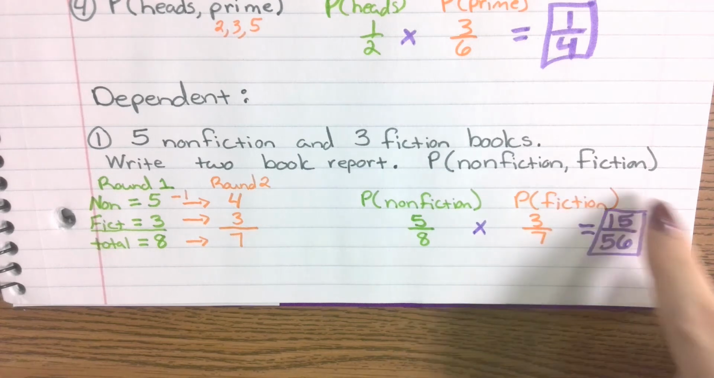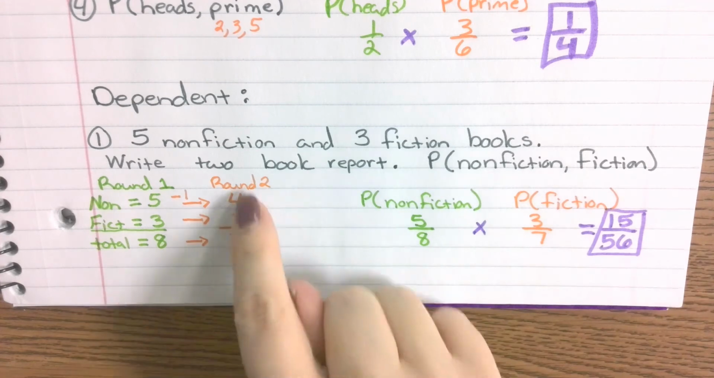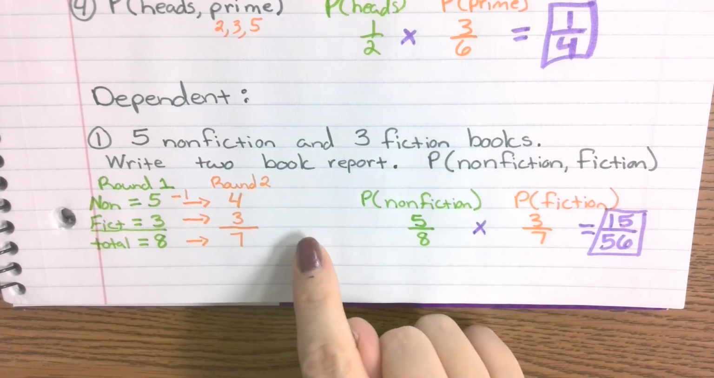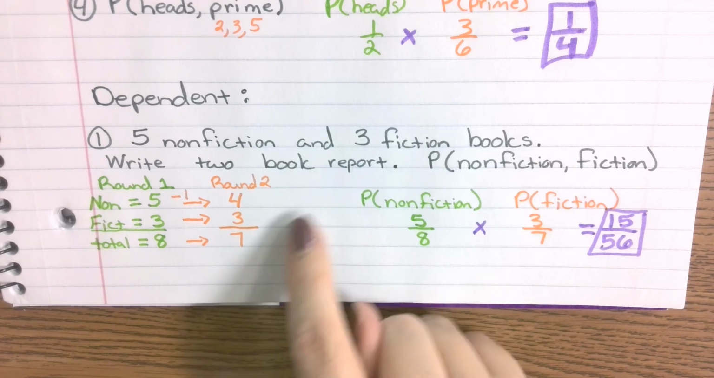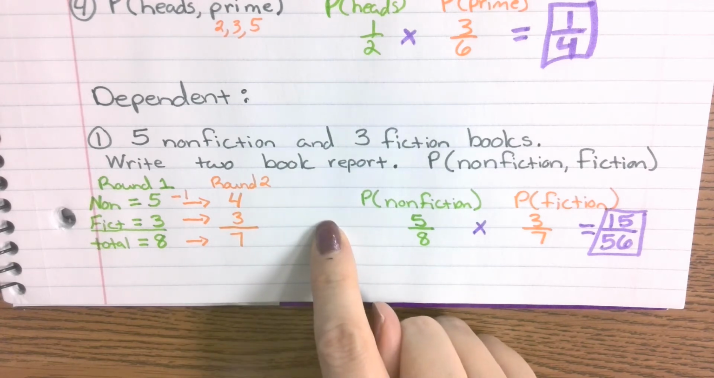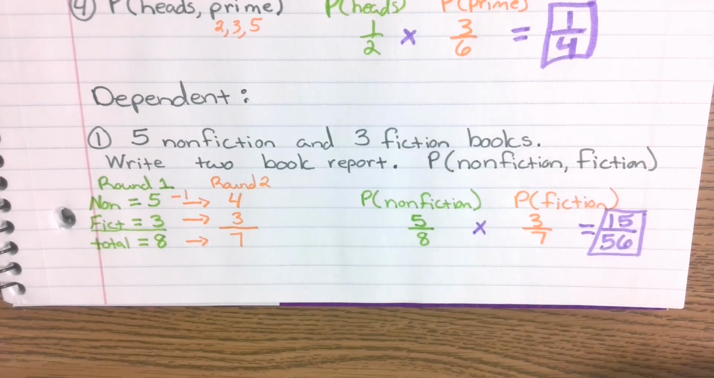Okay, if I said, okay, well now I want a 3rd book report of nonfiction, well now it would be 4 out of 6. Okay, because I'd still have 4 nonfictions, but now I'd have 2 fictions, and 4 plus 2 is 6, so it'd be 4 out of 6. I'd multiply by 4 over 6. Okay, so every time you do a new round or a new event, your total is going to get decreased.